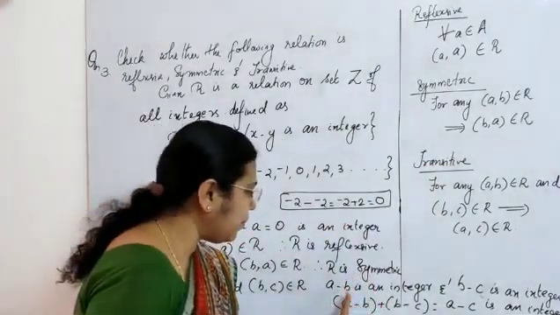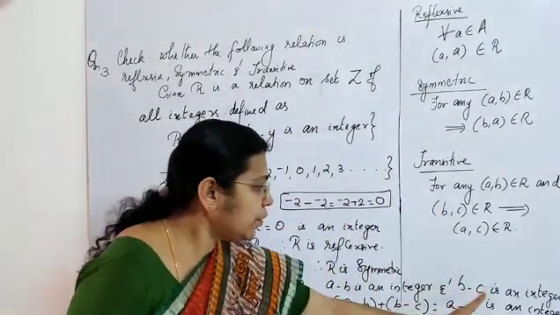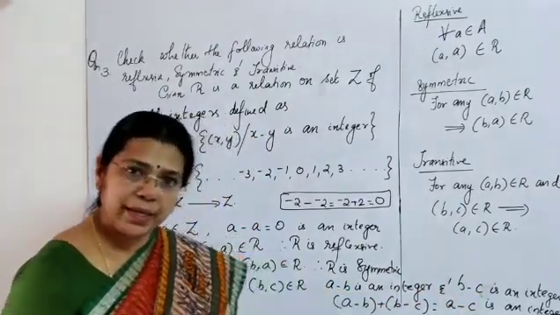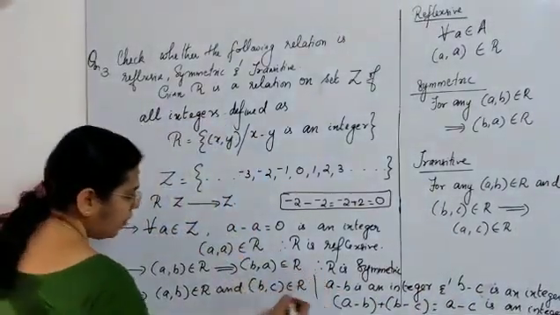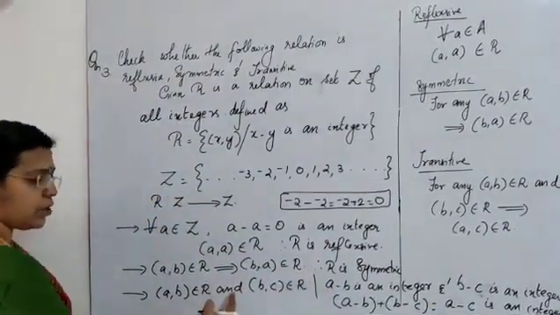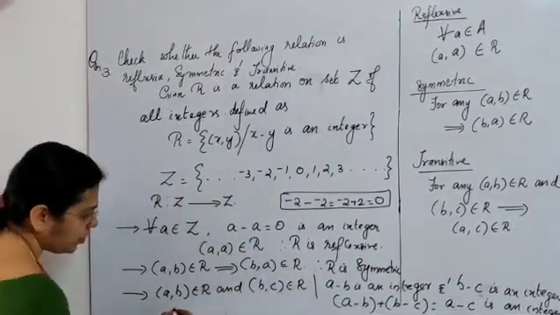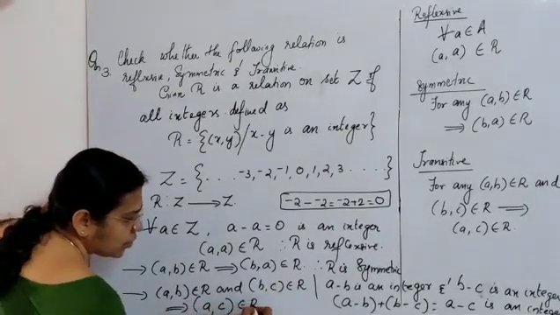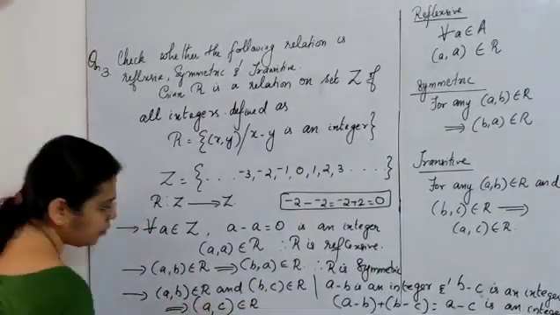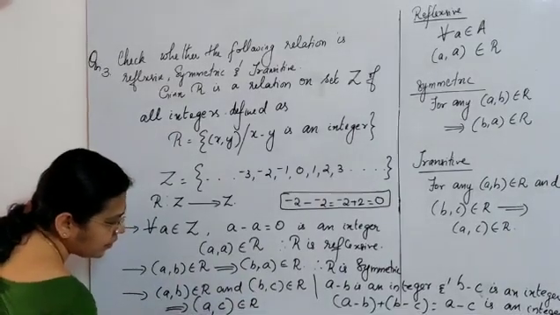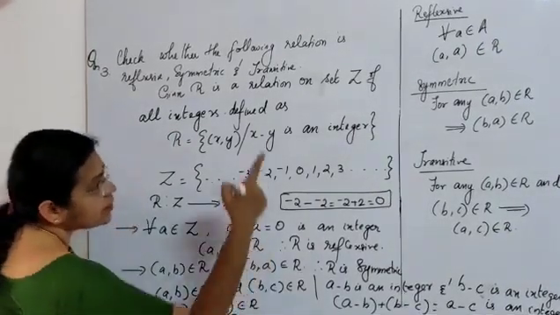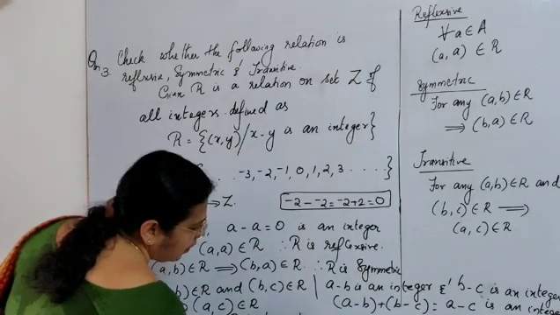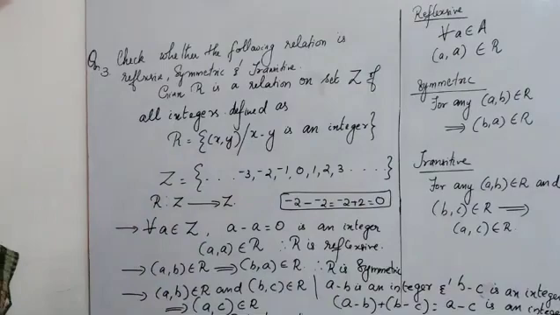So, when I add A minus B, which is an integer, to B minus C, which is also an integer, I get A minus C, which is also an integer. So I come back here. What do I say here? (A, B) belongs to the relation and (B, C) belongs to the relation implies I conclude (A, C) also belongs to the relation. And hence R is transitive. Am I clear?